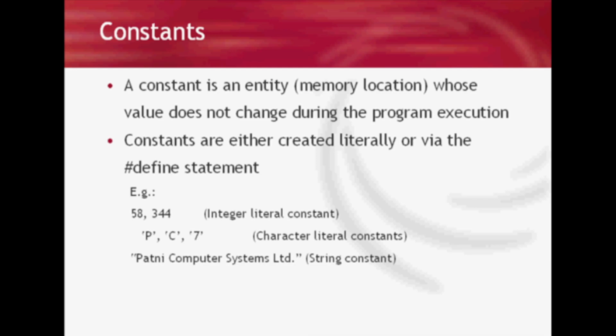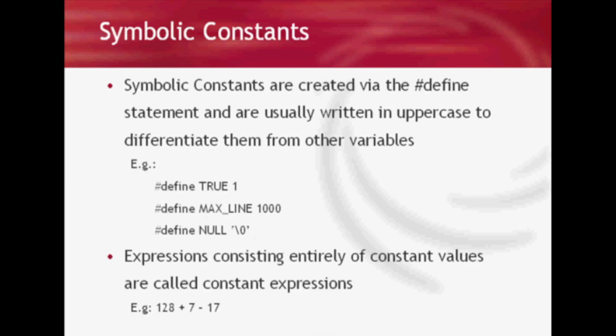A string constant is always stored in an array with multiple bytes and ends with a special character \0. This character, also called the null character, acts as a string terminator. Symbolic constants. Symbolic constants are created via the #define statement and are usually written in uppercase to differentiate them from other variables.